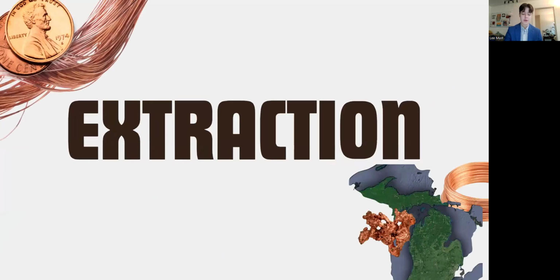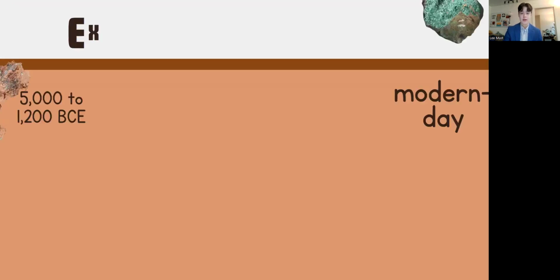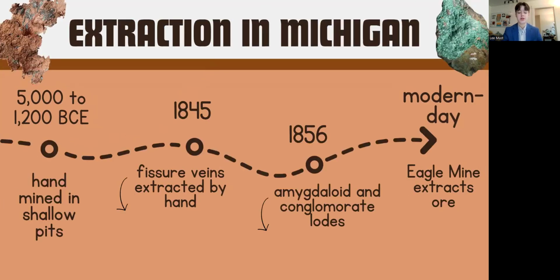So now that we know how copper is formed and where it actually forms, let's talk about how it's extracted from the earth. In Michigan, copper was first extracted between 5000 BCE and 1200 BCE. Indigenous people dug shallow mines and used stones to hammer the copper out of the stones it's held in. It was then melted over flame.